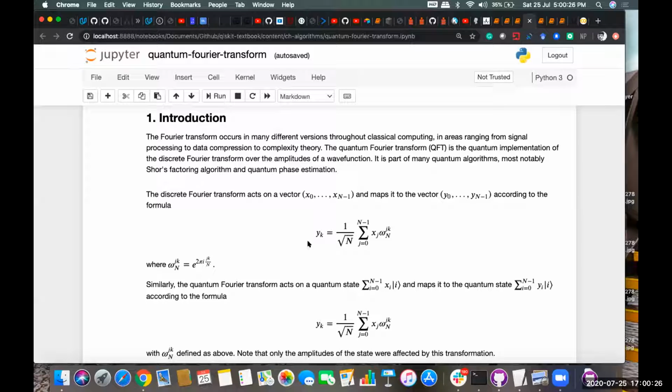set of vectors according to the given formula, where y is a set of vectors, yk is the set of vectors on which we want to map this particular set of vectors x0 to xn minus 1. That is given by the formula 1 by root n, summation of j equal to 0 to n minus 1. This j denotes the representation of the number of vectors, like 0, 1, 2, up to n minus 1. Since we are starting from 0, it will go till n minus 1, and then xj omega of j to the power k.